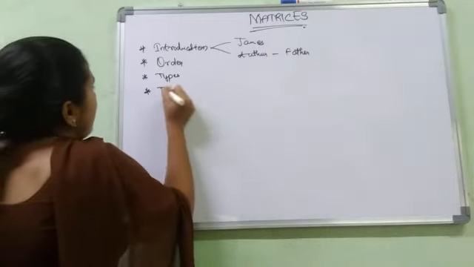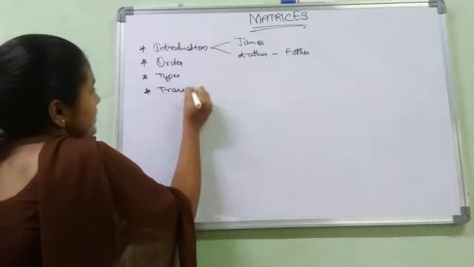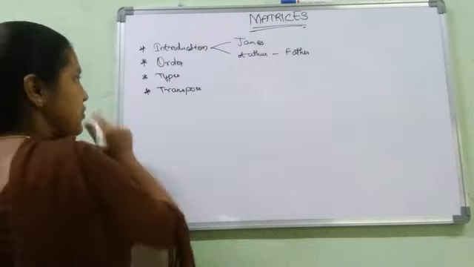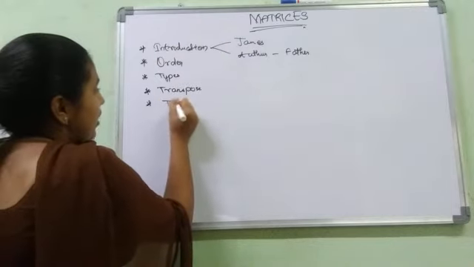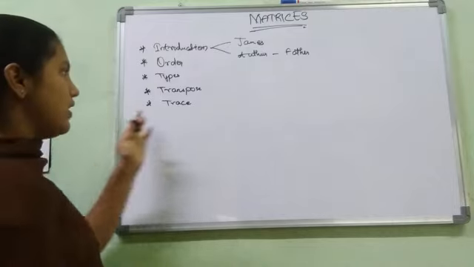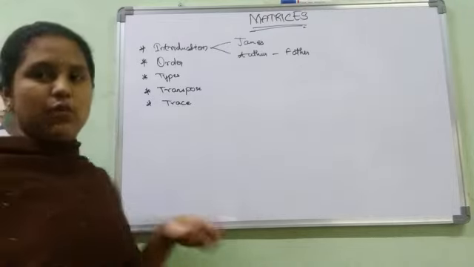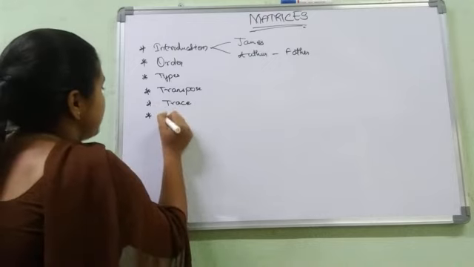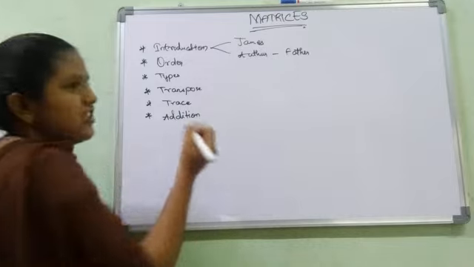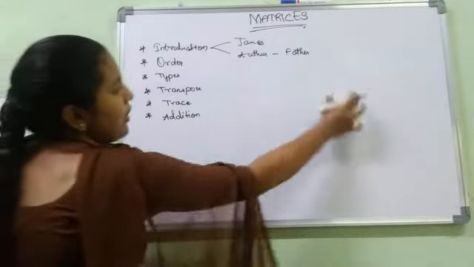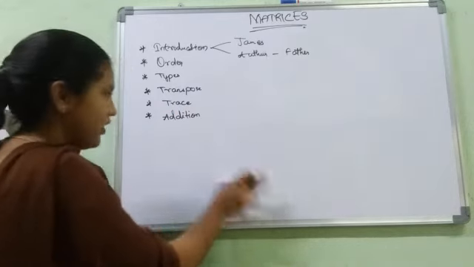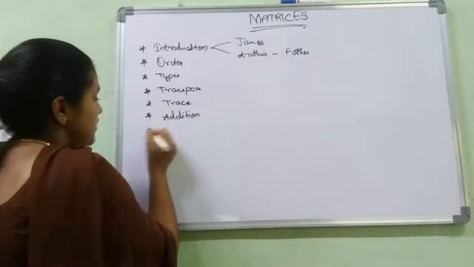And next we learned about transpose. Just interchanging rows into columns and columns into rows is called transpose, right? And then we learned trace. Trace is nothing but the sum of the diagonal elements. And next we learned addition of matrices. Just we need to add the respective elements of two matrices in which the order is the same. That is the addition of matrices.